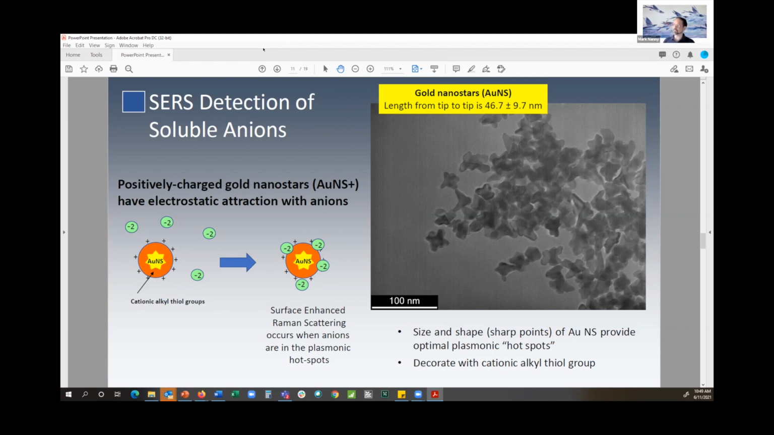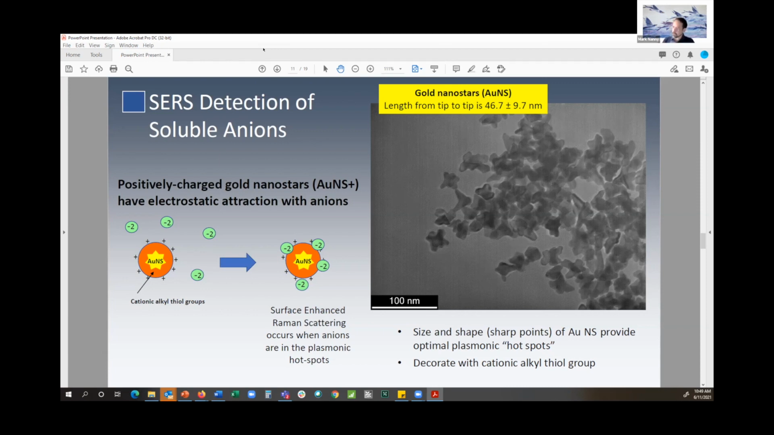The next challenge is that most metal nanoparticles, whether gold or silver, have a negative charge on their surface. So if you think about it, we're trying to get a negative anion to interact with a negatively charged nanoparticle, it's not going to happen.